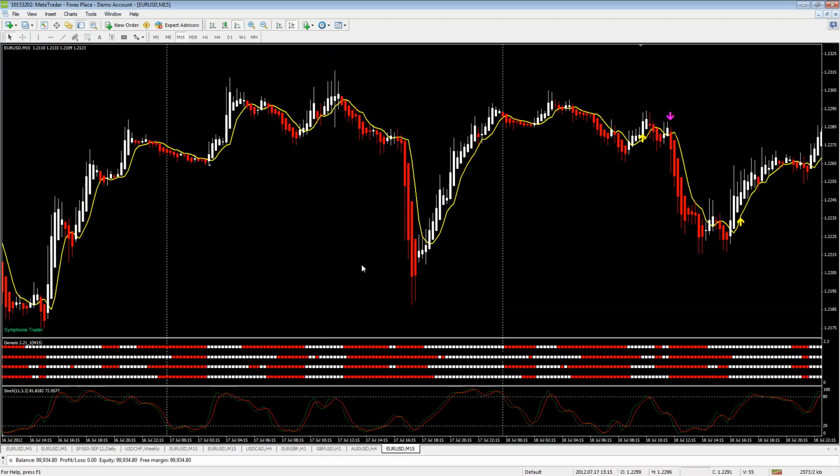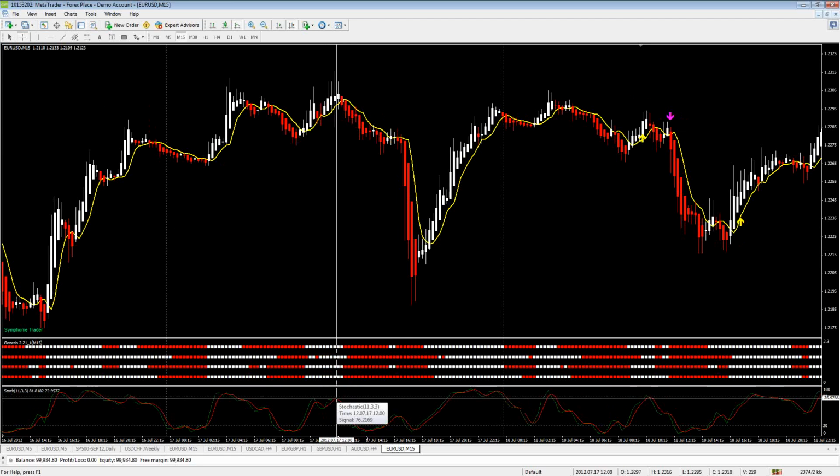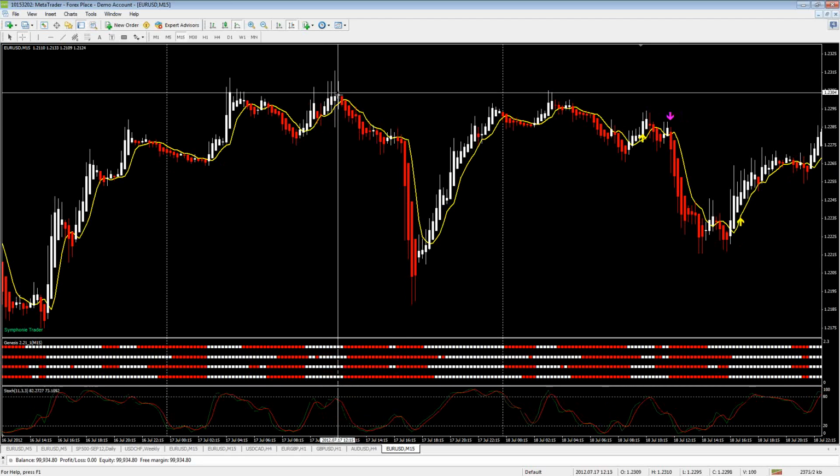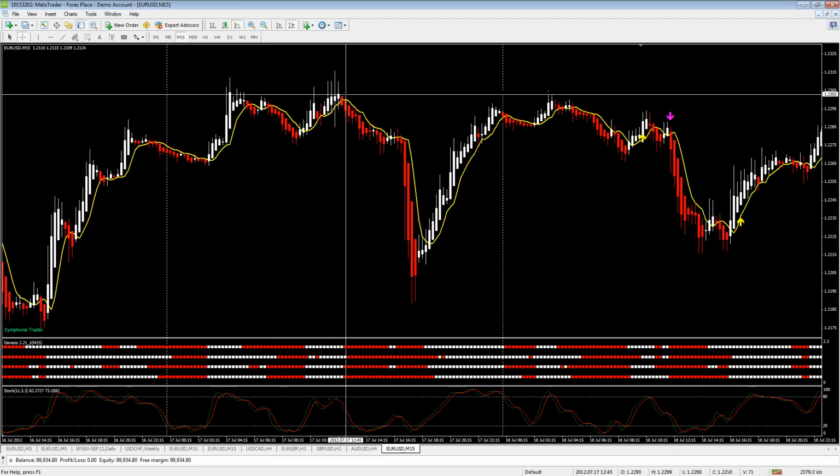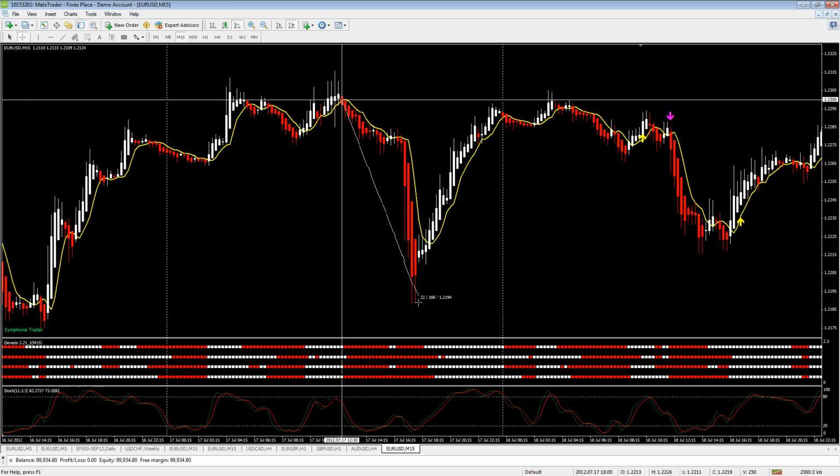The stochastic went below an overbought zone. Okay, here the overbought zone, it went below it. We have a double top here. That's also a good area to go short. Okay, and eventually it dropped.